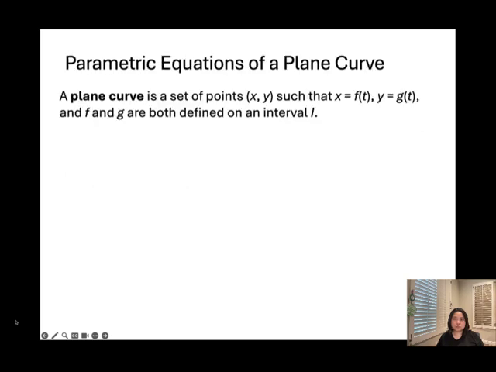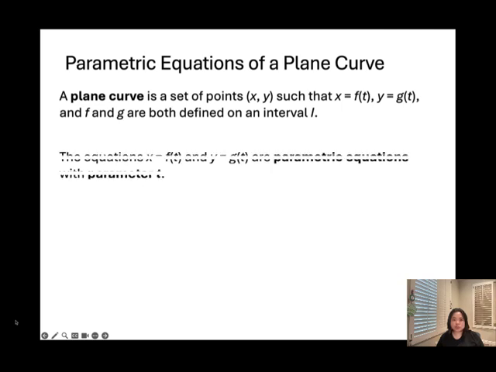Parametric equations of the plane curve. A plane curve is a set of points such that x equal to f of t, y equal to g of t, and f and g are both defined on an interval I. The equations x equal to f of t and y equal to g of t are parametric equations with parameter t. Parametric equations means that x will be equal to an equation in terms of t, and y is also equal to an equation in terms of t.